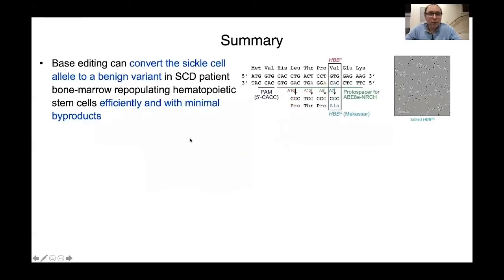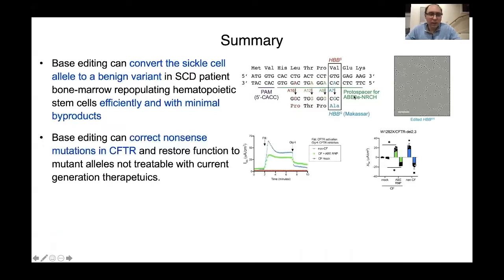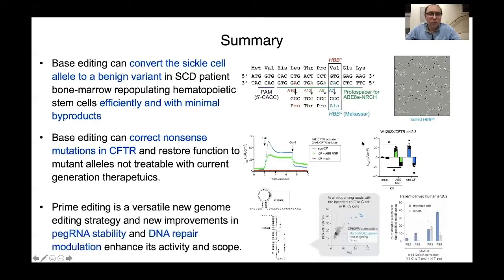In summary, I showed that base editors can efficiently modify the sickle cell disease causing mutation and correct sickle cell disease phenotypes in mice. I showed that we can edit cell models of cystic fibrosis to restore CFTR function. And I showed that the new improvements to prime editing substantially improve its editing efficiency.